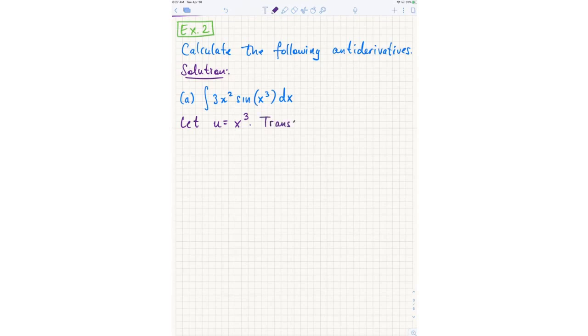Okay, so now let's make a translation table. What do we start with here? We start with the actual function, right? u equals x cubed. What do I write next? I write my derivative, du/dx equals 3x squared, and then I algebraically solve for dx.